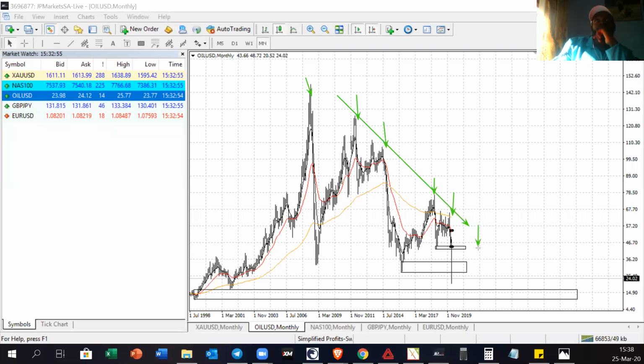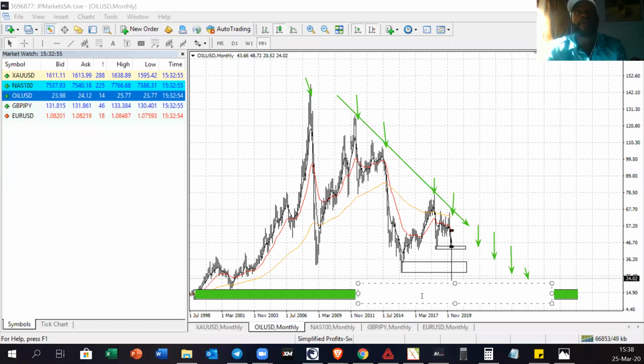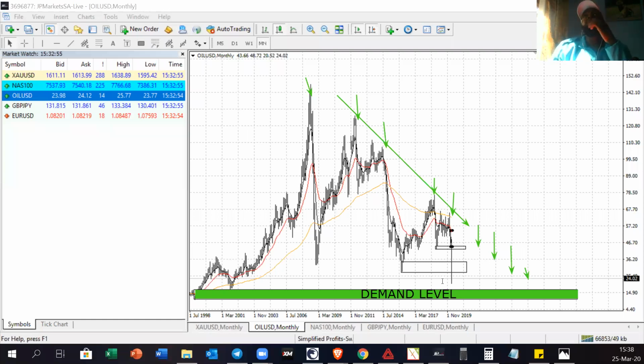Now, where's the next lower high gonna be? That's what we're looking at. And this right here is our level of significance. So major demand going on that, major demand going on down here.